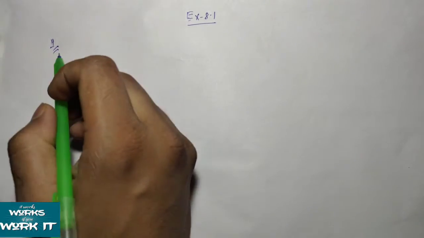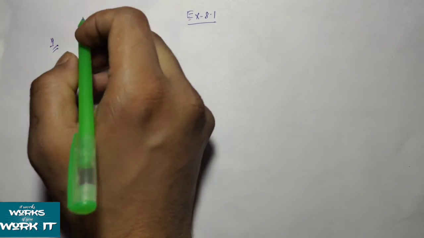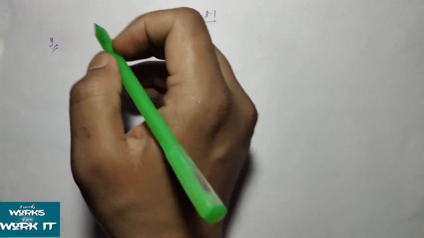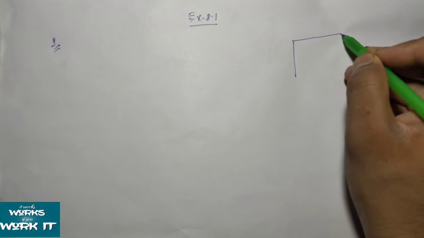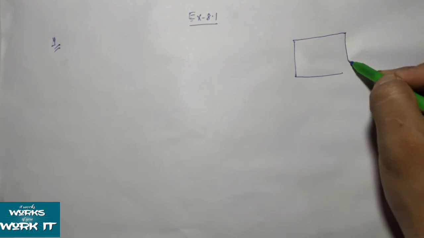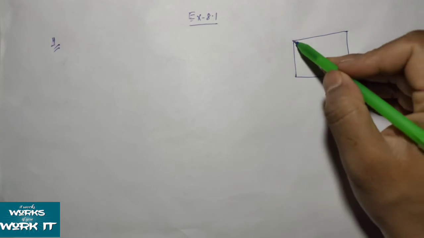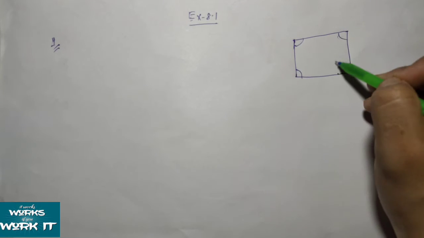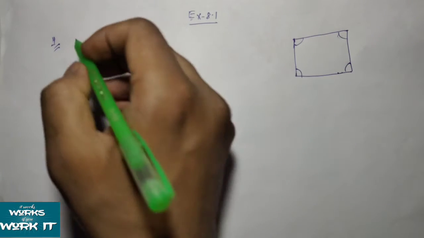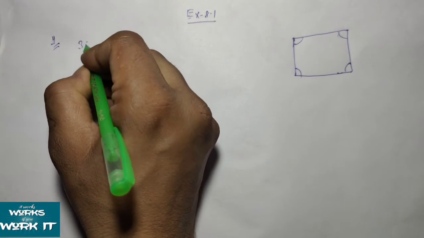If you have seen the question, in the question the angles of a quadrilateral are in the ratio. A quadrilateral has 4 sides enclosed. Already they have given the ratio between the 4 angles. So what is the ratio? 3:5:9:13.